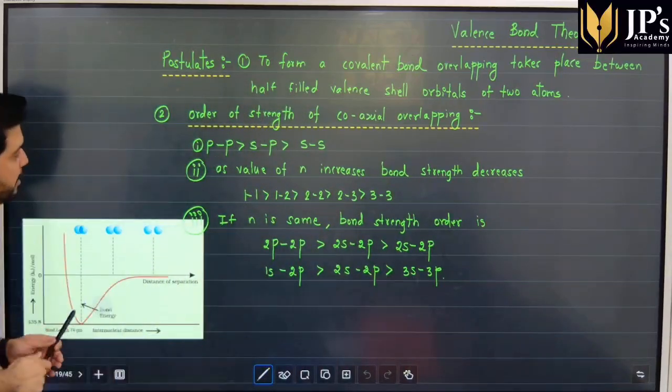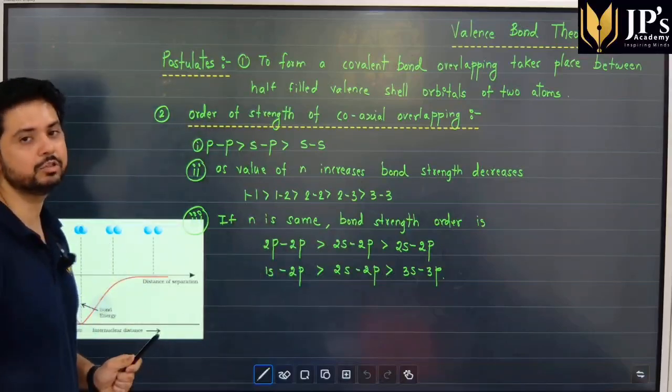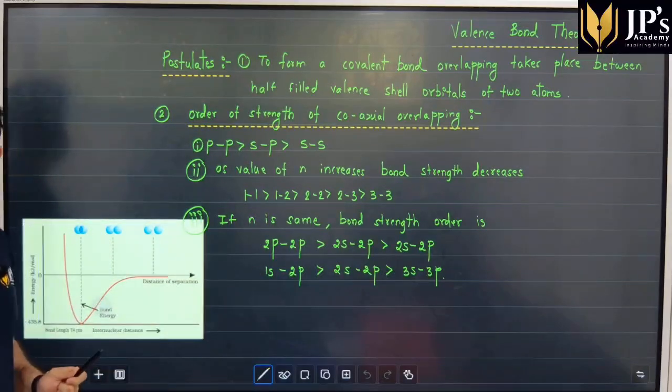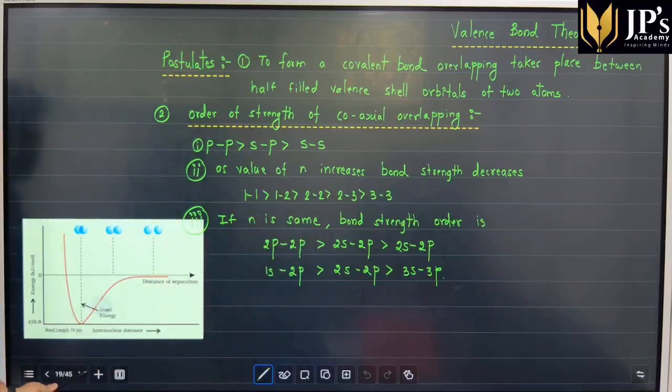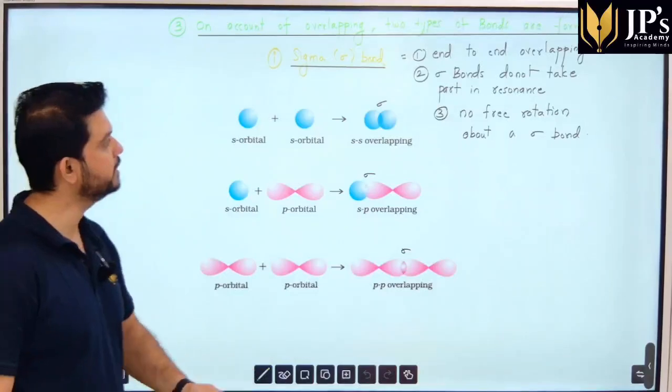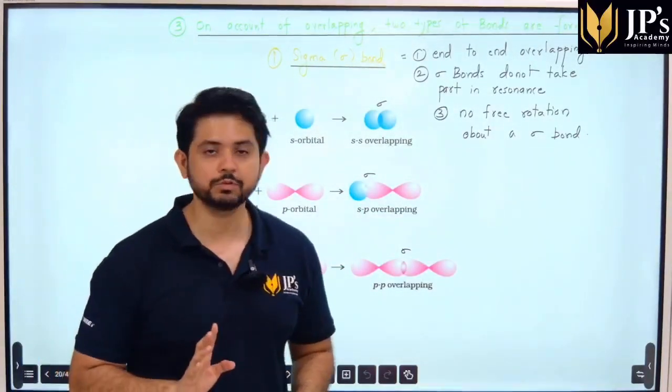Now, students, I have given some important points regarding the strength of different overlaps. अभी next slide में हम overlapping के बारे में पढ़ेंगे, but these points are also very important. Make sure you note them down. Next, students, we have different types of overlapping. Overlapping results in formation of two types of covalent bond.